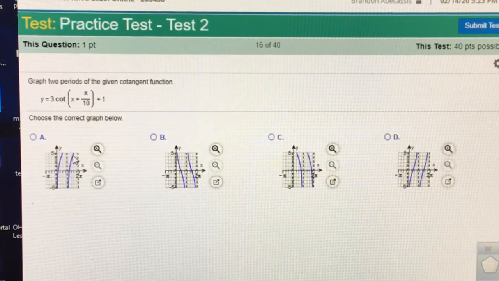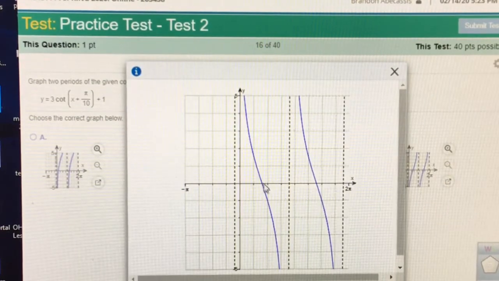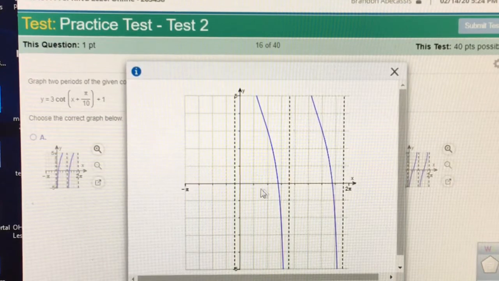Cotangent, that's going to be a negative tangent. It's going to be going downward, so it can't be choice A. It can't be choice D. It's a toss-up between B and C. It has a vertical shift and a horizontal shift. I'm just going to look for the vertical shift and see what B does. B does not seem to have a vertical shift. The turning point seems to go right through the x-axis, whereas choice C, the turning point is going through one higher.